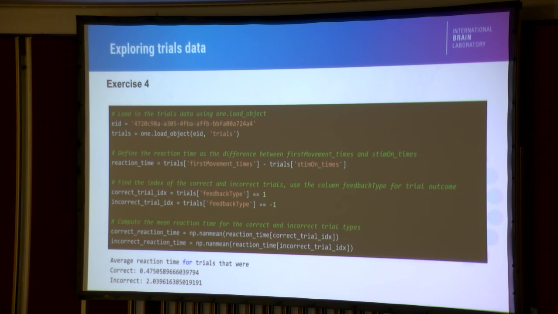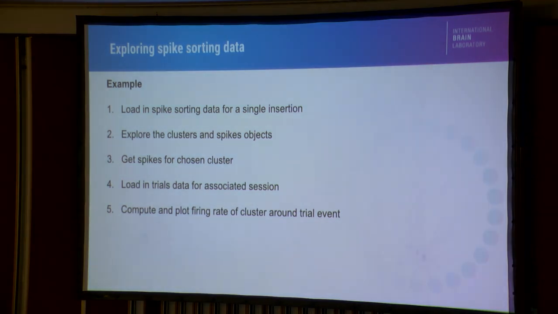All right, now we are going to do a similar type of example and exercise, but for spike sorting data. So first we go through the example together. We're going to load in spike sorting data for a single insertion, explore the clusters and spike object. We're going to get spikes for a chosen cluster, load in the trials data as we just did before for the associated session, and compute and plot the firing rate of our cluster of interest around a trial event.